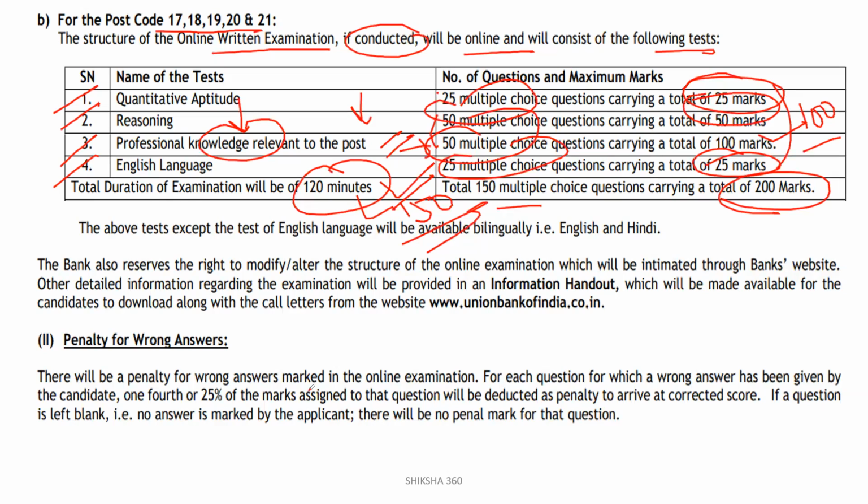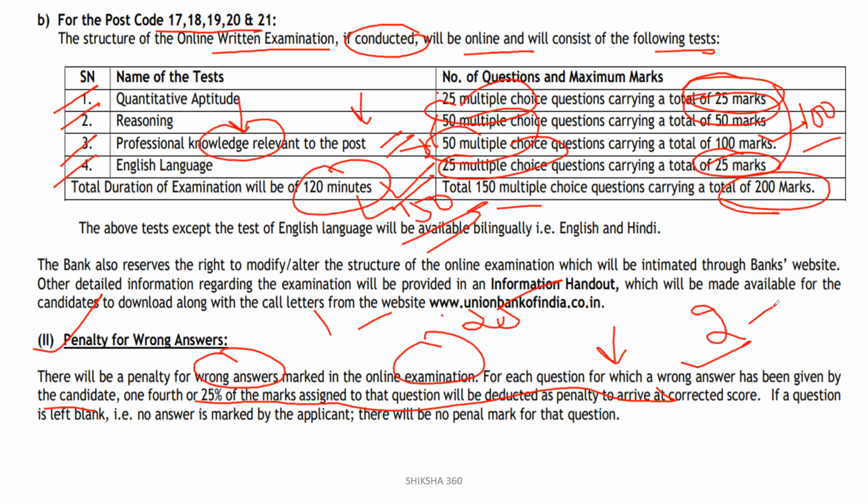So is there any negative marking? Yes, definitely there will be negative marking. There will be a penalty for wrong answers marked in the online examination. For each question for which a wrong answer has been given by the candidate, 1/4 or 25% of the marks assigned to that question will be deducted. If the question is 1 mark, then 0.25 negative marking. If the question is 2 marks, then 0.5 will be the negative marking. If a question is left blank, you have not answered that question, there is no penalty. No answer marked by the applicant, then there will be no penalty marks for that question. Okay, so this will be the criteria.